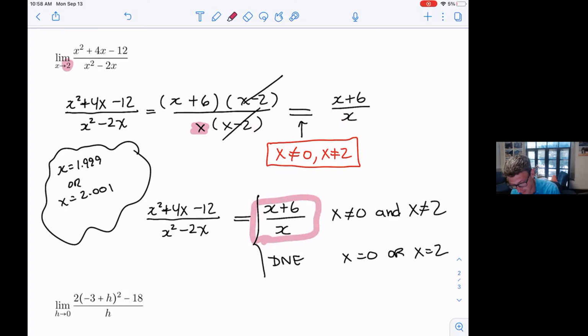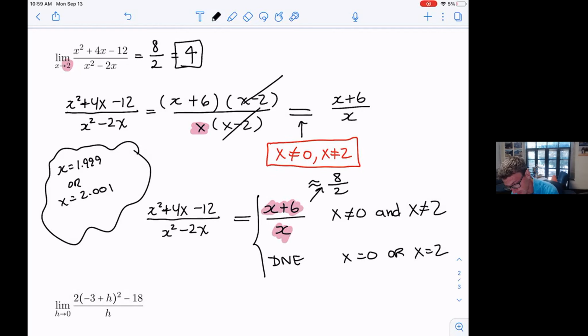And so when I do that, we could draw a graph, we could plot some points, but I hope you see that this numerator is going to be approaching around 8. Right? This x plus 6 over x is going to be approaching 8 over 2. Because if we're plugging in things really close to 2, the numerator will be really close to 8. The denominator will be really close to 2. And so these values will be really close to 8 over 2, which is equal to 4.